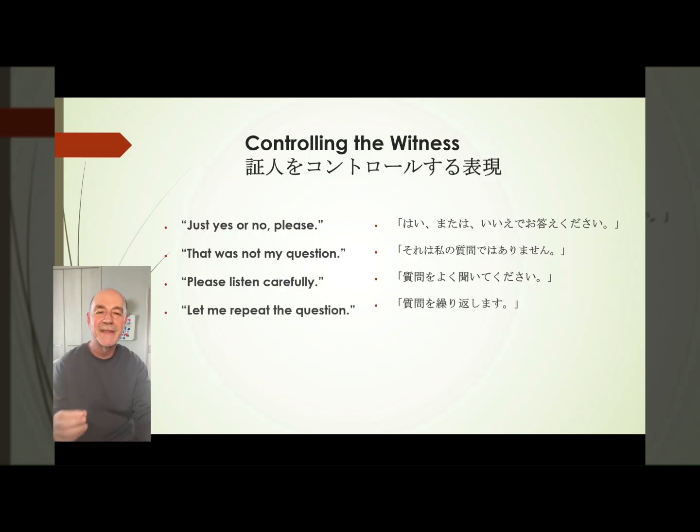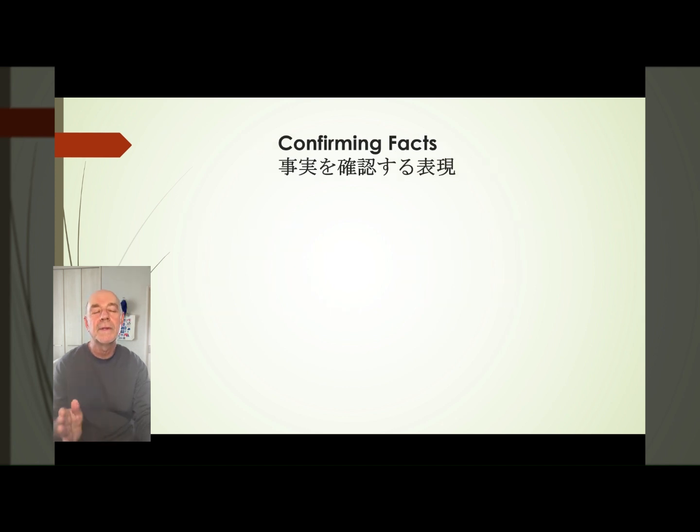So again, if the witness is not responding to what you're asking and talking about something else, it's a way of controlling the witness. And also, when you're making your cross-examination, you're trying to confirm facts. So let's say you're setting up your question. You can say, you stated earlier that you got up at 10 o'clock in the morning. Yes, that's correct. So you're confirming the facts so that you can move your cross-examination along.